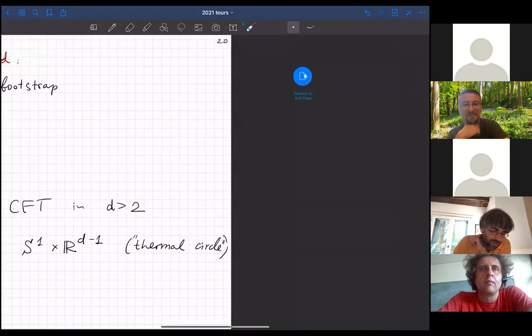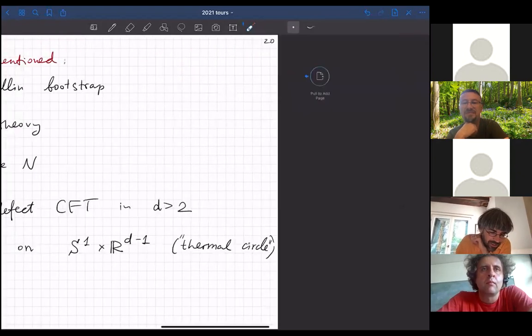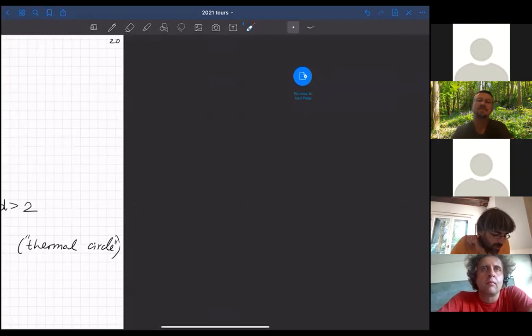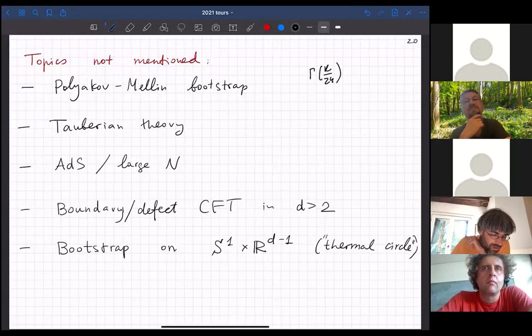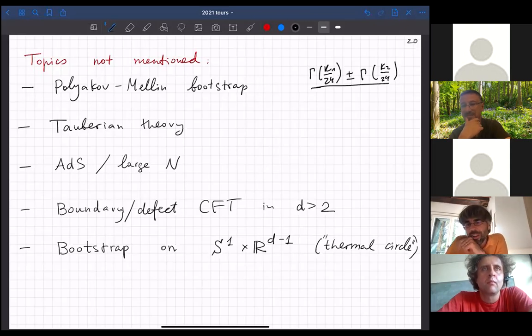Then you do get something interesting, which is made out of gamma functions. You get some things made out of gamma functions of k over 24, some linear combinations of these gamma functions. I forgot what these numbers are, but it's a rational function of gamma of k over 24, again some gamma plus or minus gamma with some coefficients.